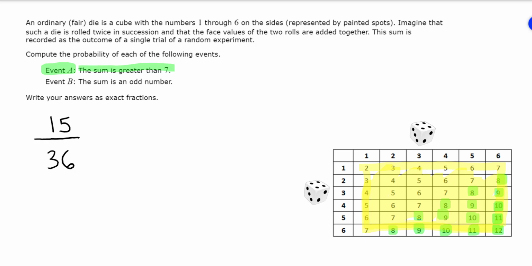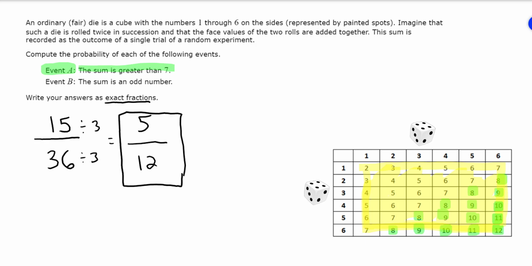Therefore, this is my probability, and it says write your answer as an exact fraction. So I'm just going to simplify it. I know that these are each divisible by 3. That's the greatest common factor, and I would get 5 over 12 as my probability for event A, such that the sum is greater than 7.